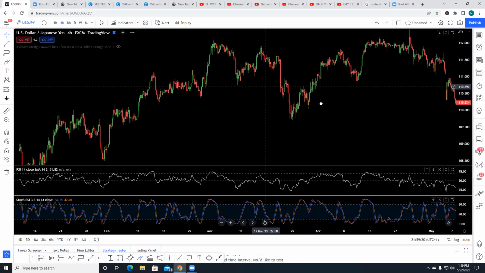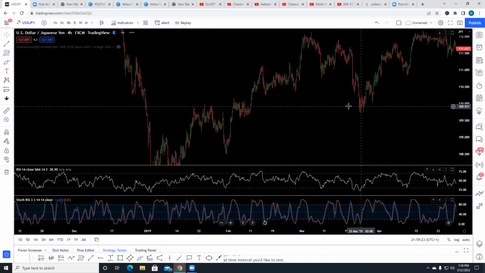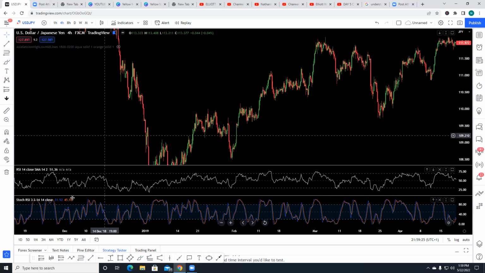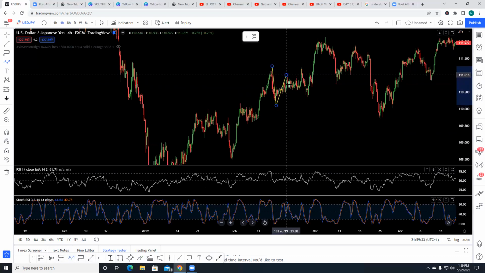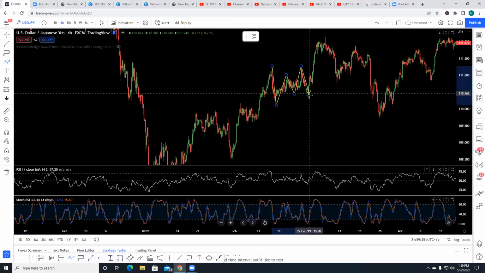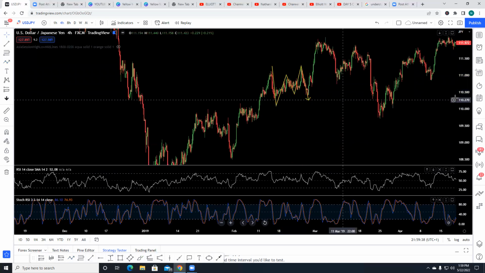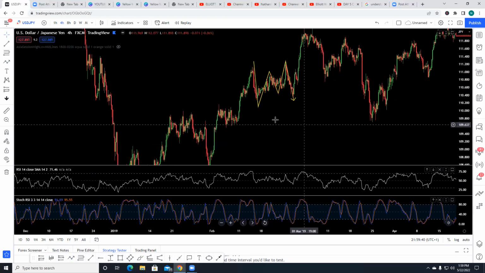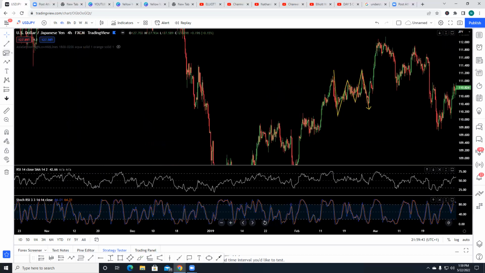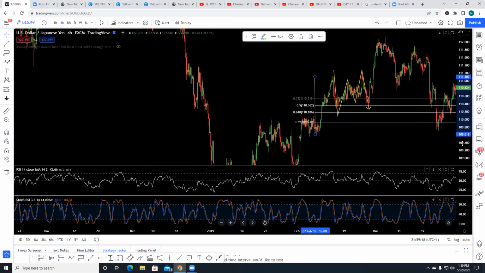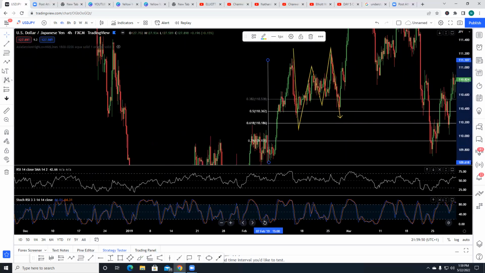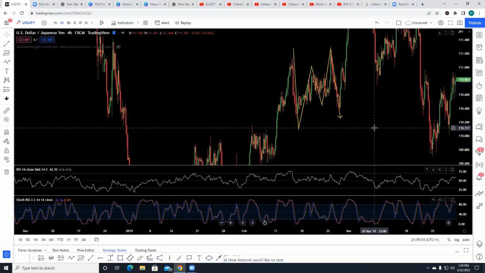So let's look for another structure, guys. Do you see this? 1, 2, 3. What type of flat is this? This is a regular flat. And you know, a regular flat may not even pass 50% retracement. Even 38 is not allowed. Can you see the 50% retracement? The flat is over.